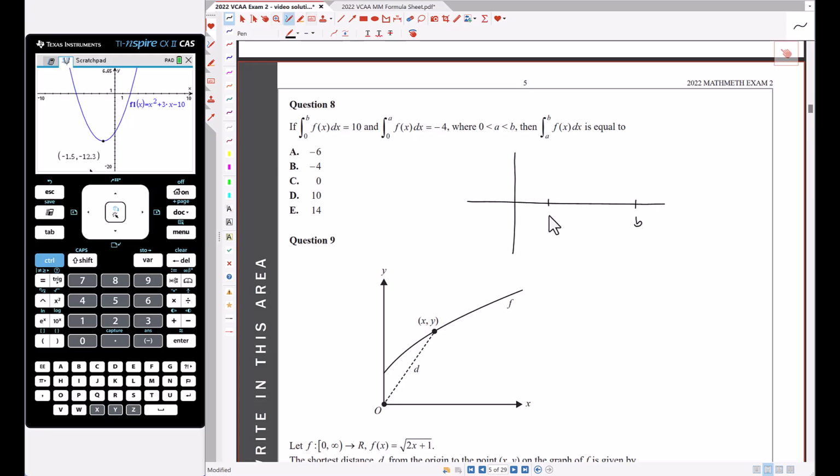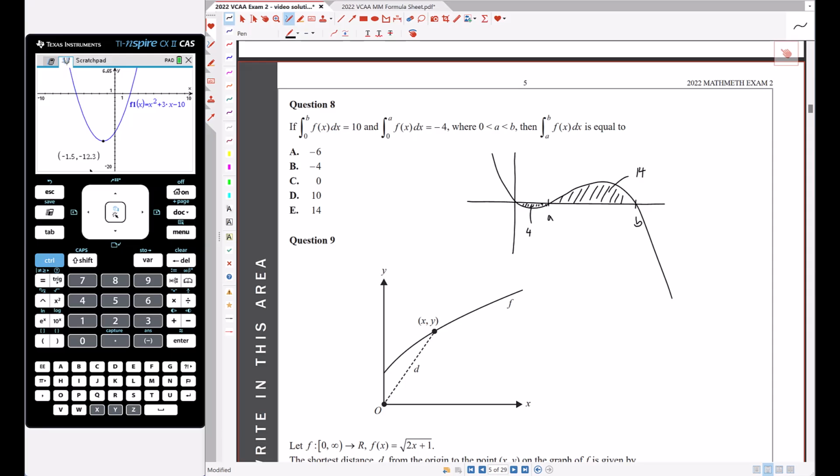It doesn't really matter how accurate my graph is, but let's say something like that. Okay. So what we're saying is the integral from 0 to a is negative 4. So therefore that area there is going to be 4. The integral from 0 to b is positive 10, but that factors in this negative 4 little bit. So that means this bit here must actually be positive 14 in terms of area.